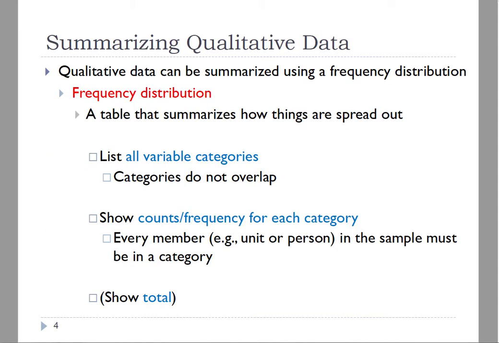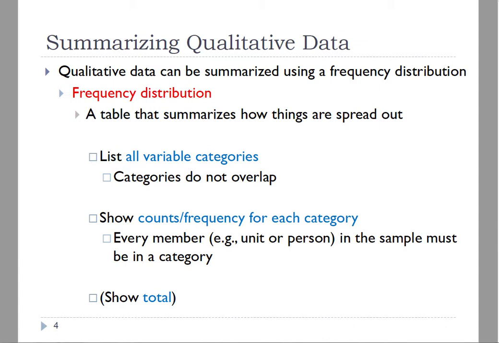So qualitative data can be summarized using something called a frequency distribution. All a frequency distribution is, is a table, and it summarizes how things are spread out. Don't get carried away by overthinking a frequency distribution, because it is basically a fancy word for a table.